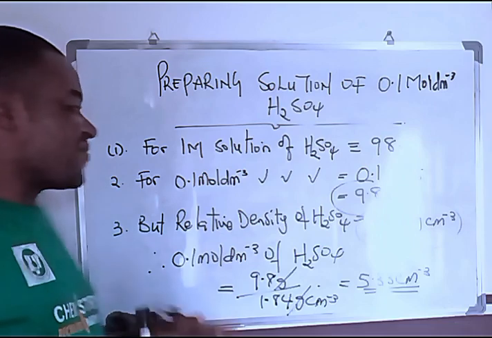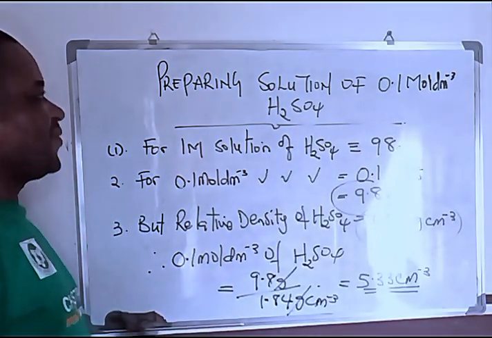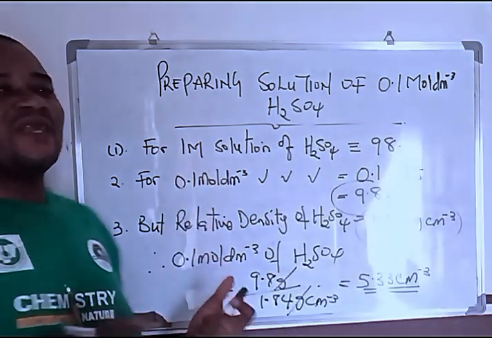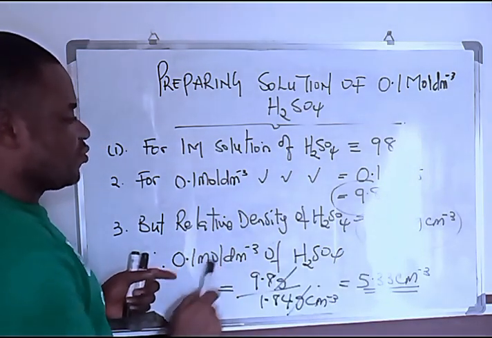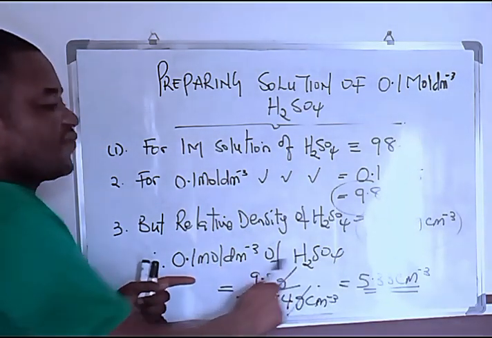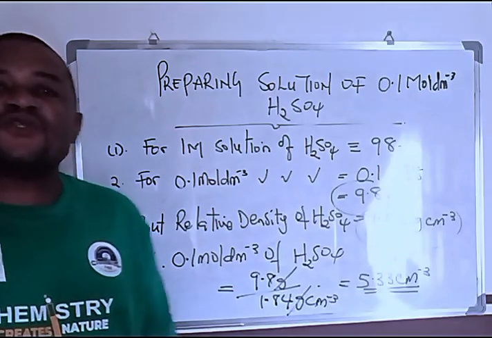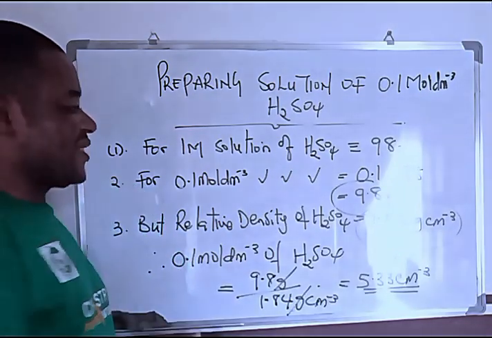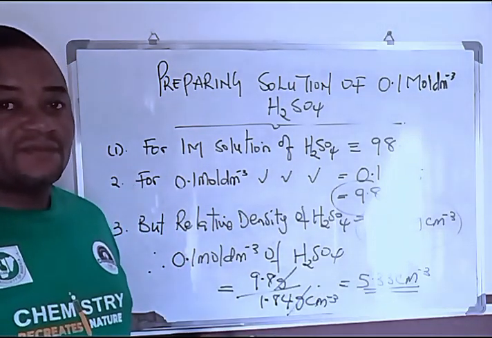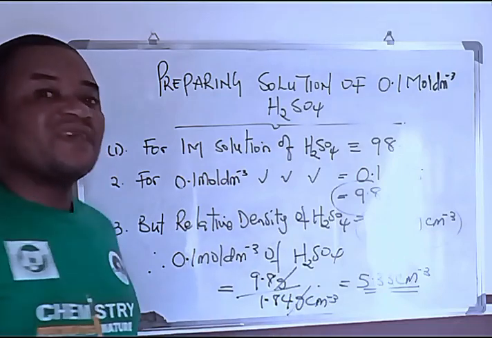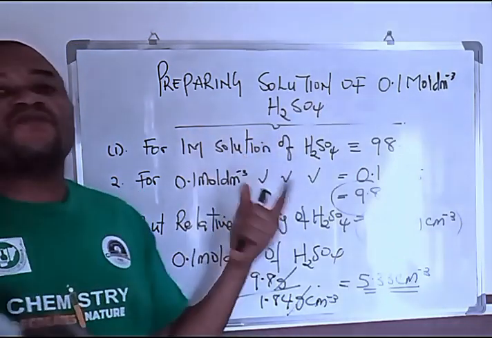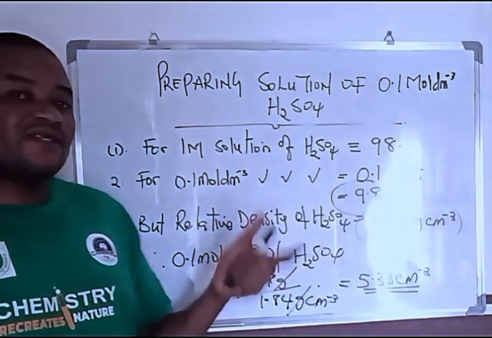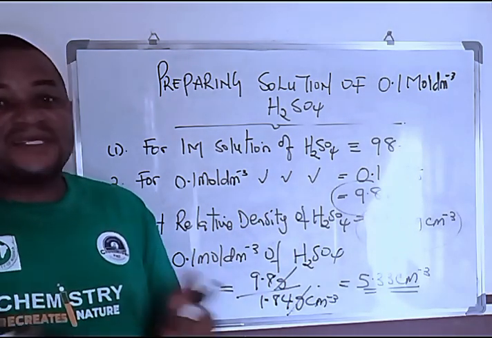Now that is a very simple way you can be able to prepare 0.1 molar solution. Now with this, which is the 0.1 molar solution equivalent in volume of sulfuric acid, you can also have 0.2 molar by simply multiplying this value by 2. If you multiply this value by 5, you have gotten 0.5 mole per dm cube of sulfuric acid. You can use that to prepare your standard solution. It is as simple as this.